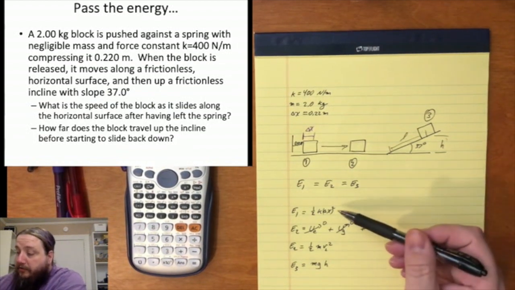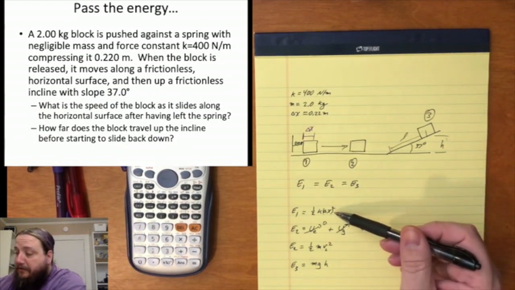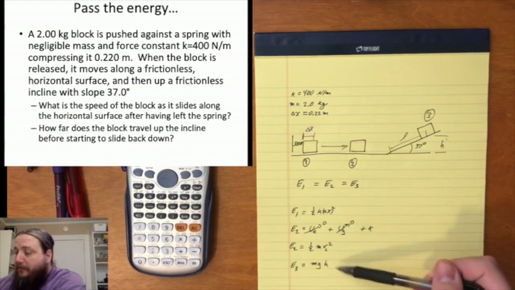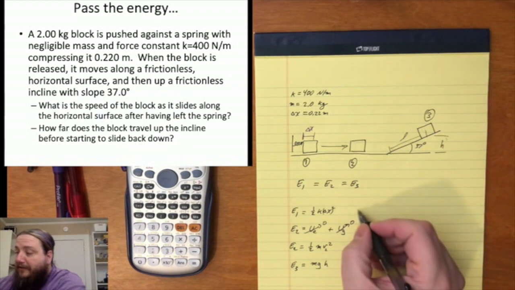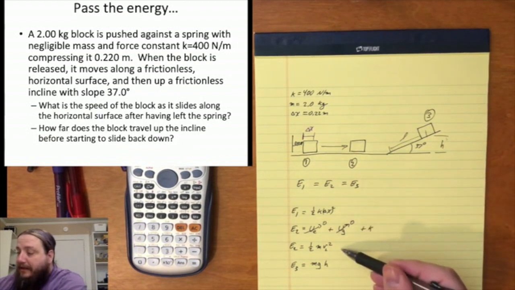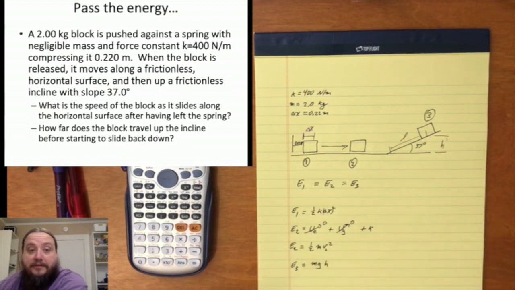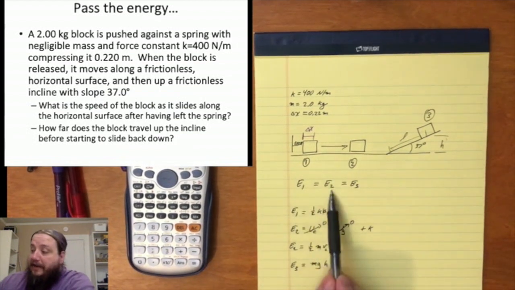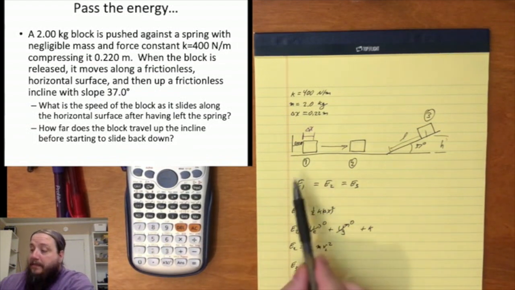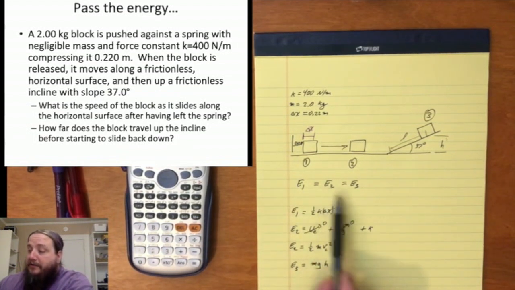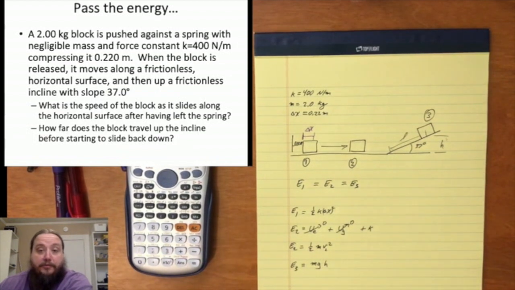But notice here that the energy at moment 1, the energy at moment 2, and the energy at moment 3, those are all in different formats. Here it's elastic potential energy, here it is kinetic energy, and here it is gravitational potential energy. But since energy is conserved here, there's no friction involved, then the energy at moment 1 and the energy at moment 2 and the energy at moment 3 must all be the same.